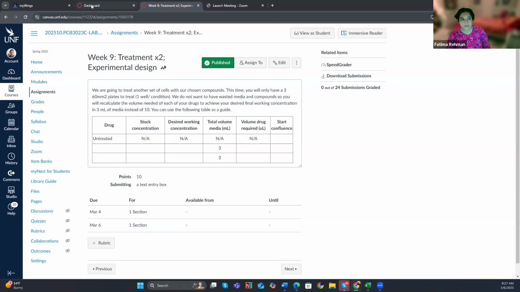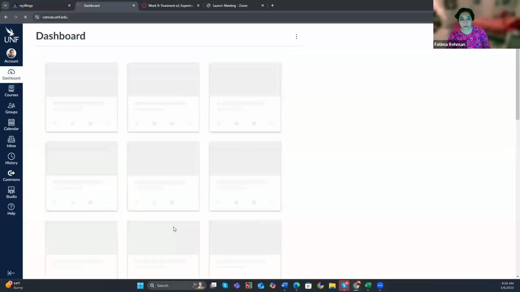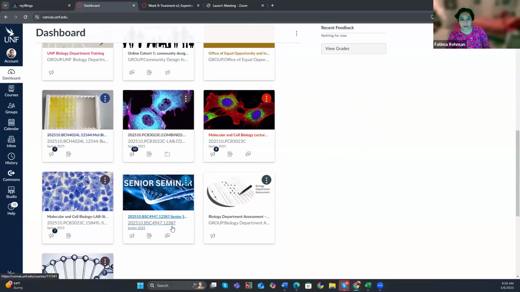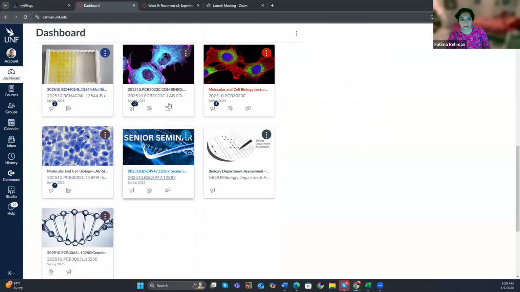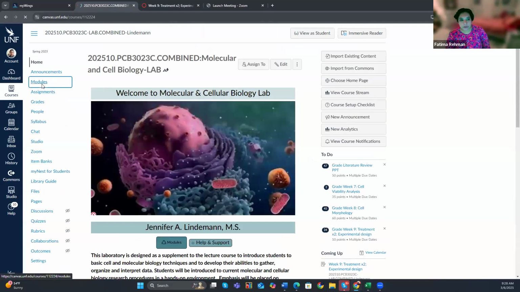Where do you find the rest of this information? This is the volume of drug that you will add in 3 milliliters of media. Okay? So you're going to go back to your, where is it? Lab and modules.